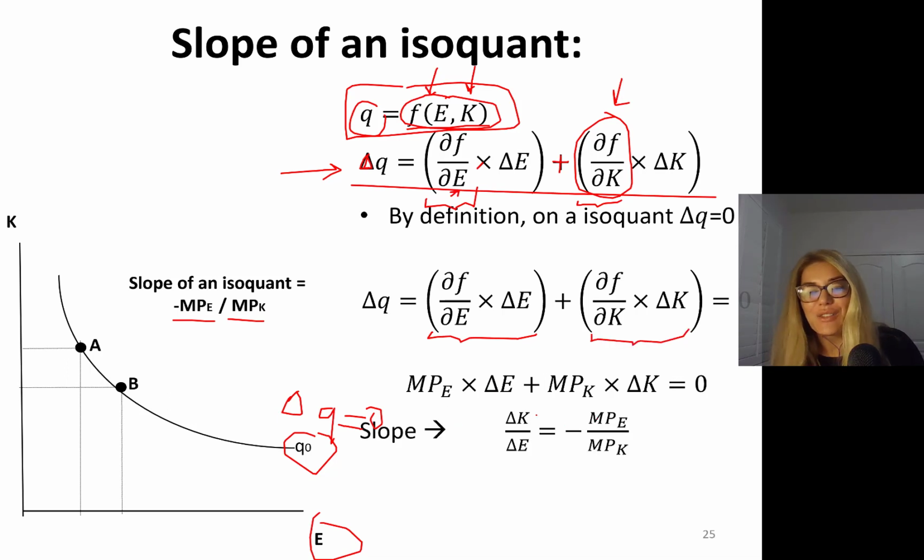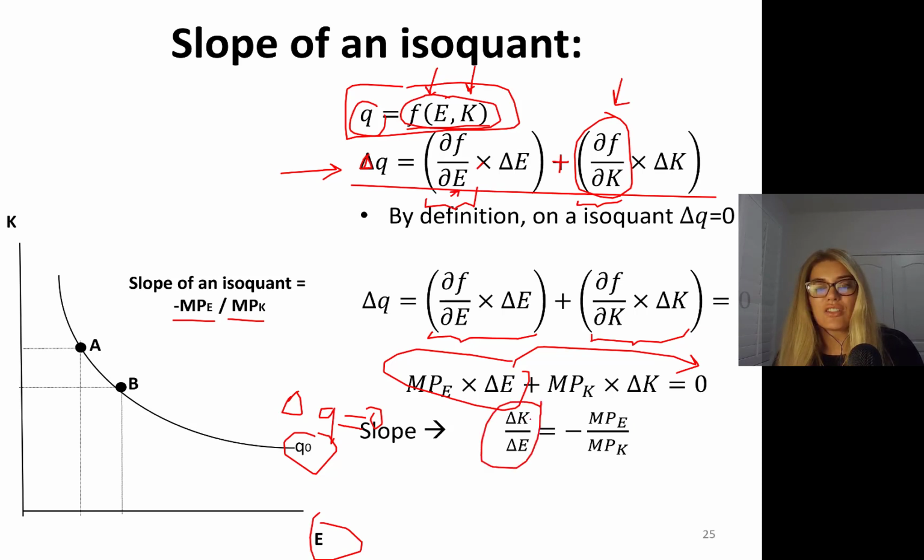Throw this one to the other side. It goes to the other side as negative marginal product of employment times change in employment. And then divide everything by delta E. We are just manipulating and reorganizing until we find this: change in K over change in E. That is the slope, rise over run. That's the slope of this segment, rise, change in K over run.